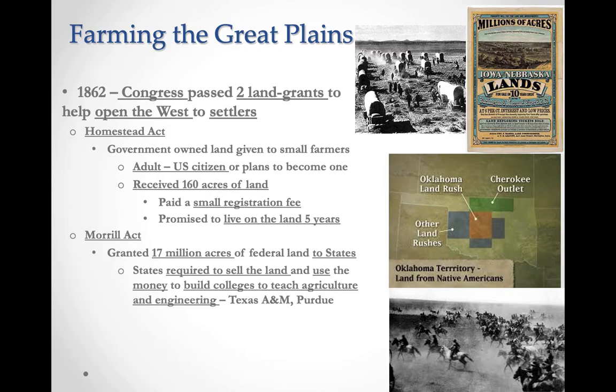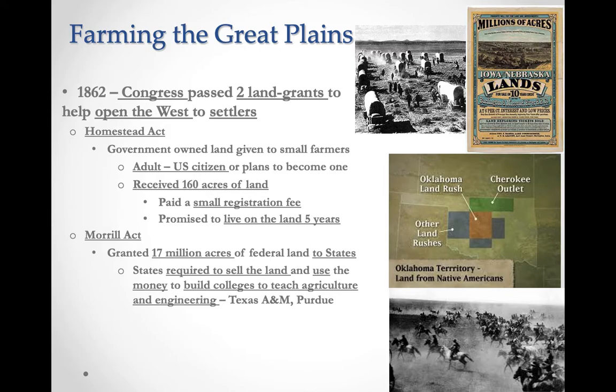The second major action of Congress was known as the Morrill Act. This granted 17 million acres of federal land to the individual states that had been set up in the Great Plains. States were required to sell the land and use the money from the sale of the land to build colleges that would teach agriculture and engineering.